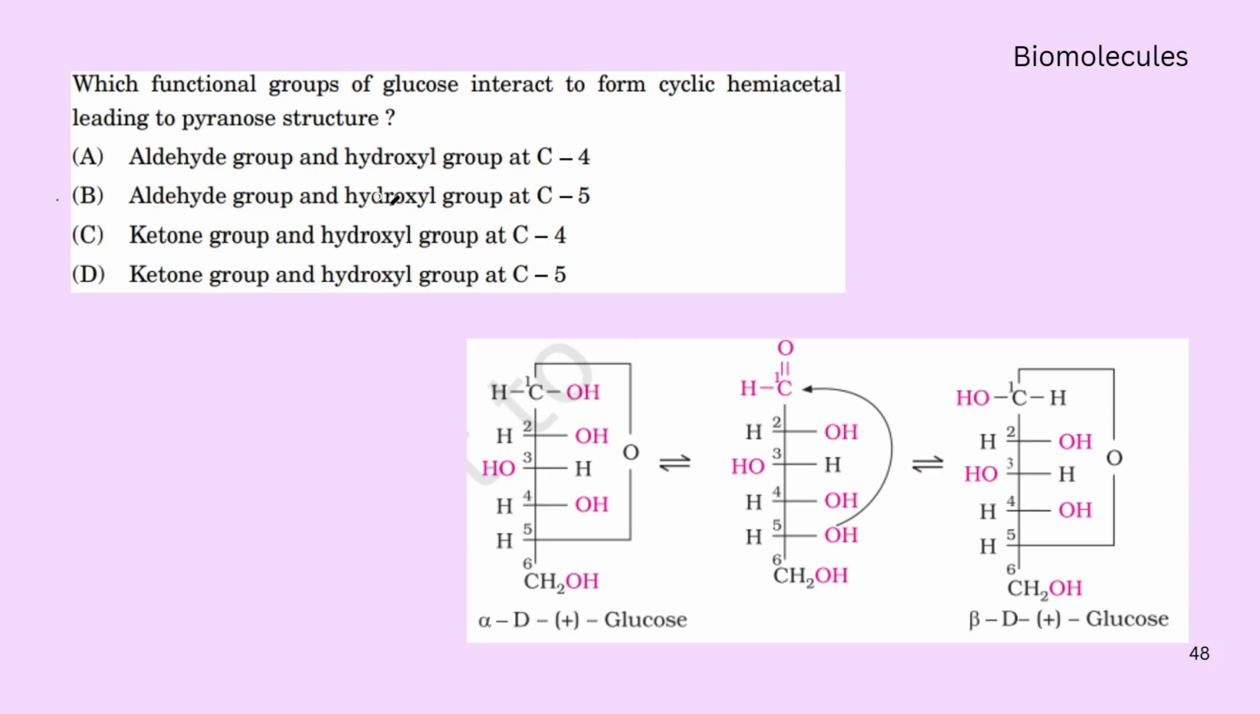The next question, which functional group of glucose interact to form cyclic hemiacetal leading to pyranose structure? So we obviously have the aldehyde group from the first carbon atom and the fifth carbon atom with the hydroxyl group, and that's what the answer is going to be. So aldehyde group and the hydroxyl group at C5. This leads to the hemiacetal structure. C4 is wrong, obviously, and then you don't have a ketone group over here. It's an aldehyde group, so that's why options C and D are wrong.